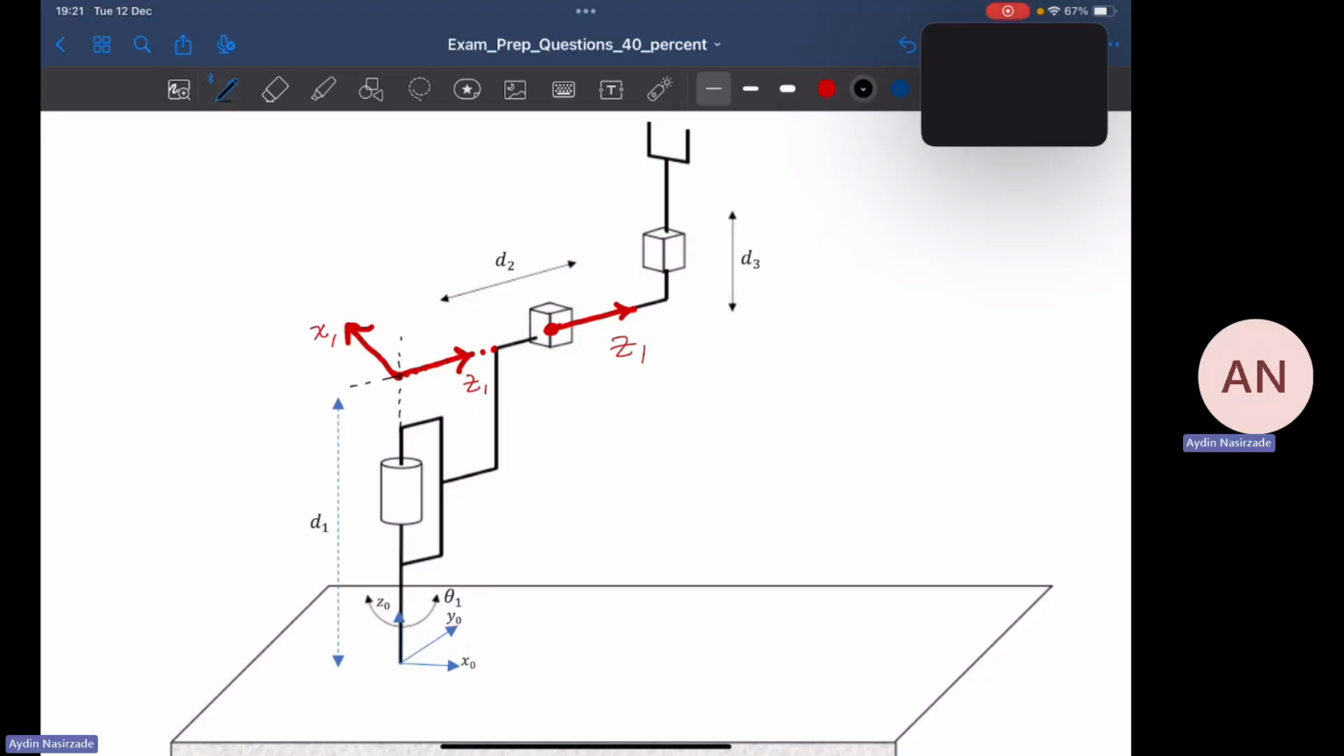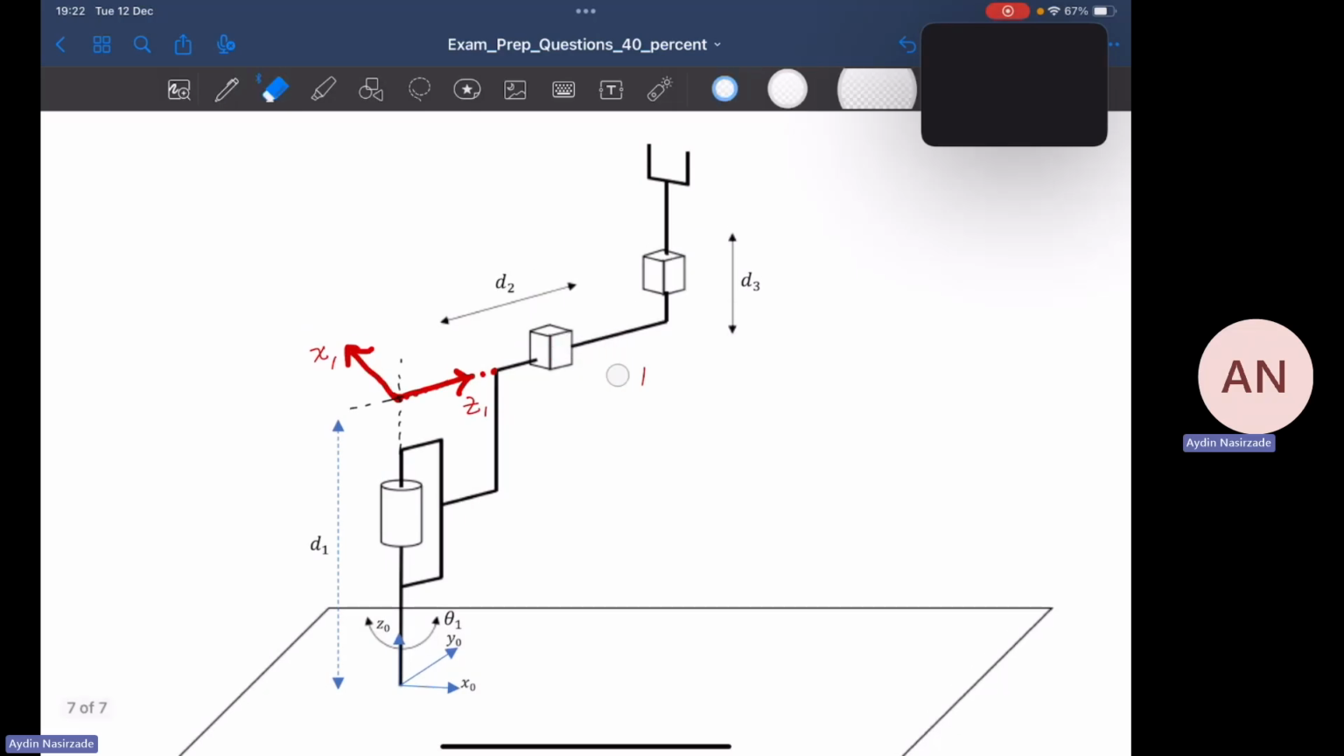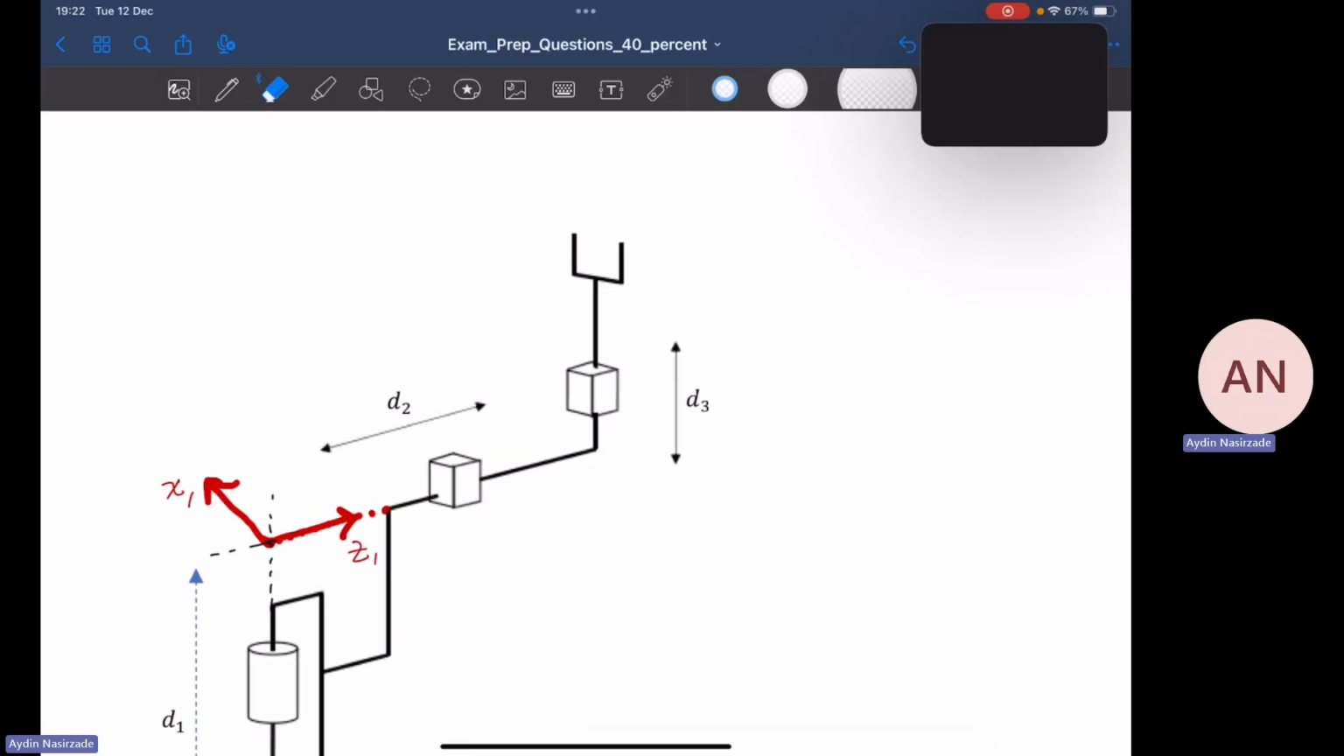Fine. What else? Let's move on to the next one. Now we are trying to assign the second frame. I can erase this one. Now the second frame I can actually put here. The z2 axis can be either upwards or downwards. I'm choosing the upward direction. Now this is z2.